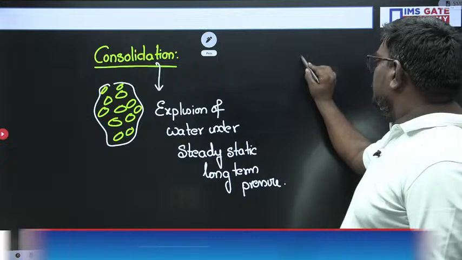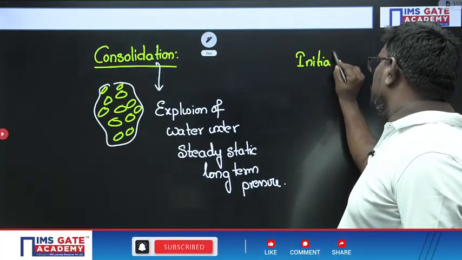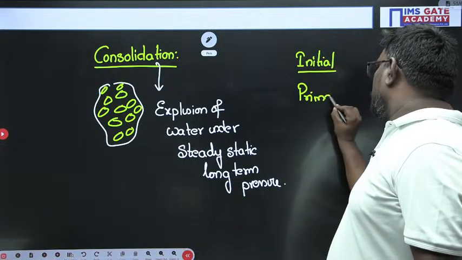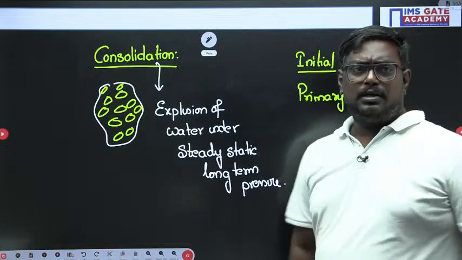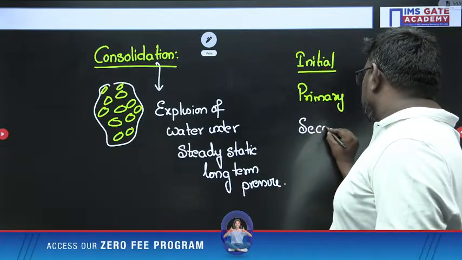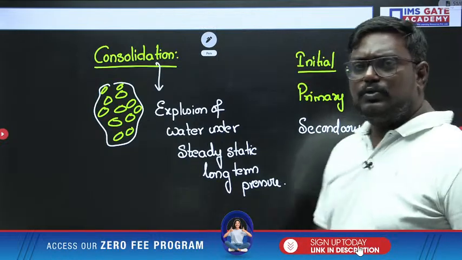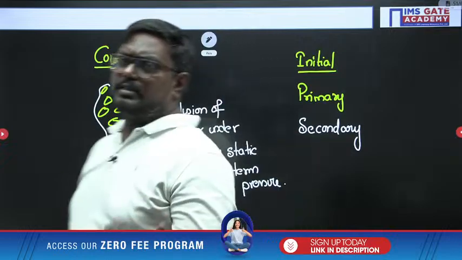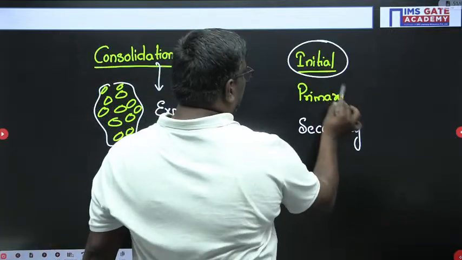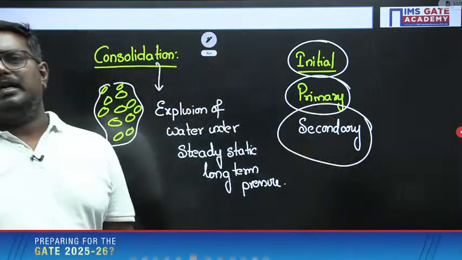In consolidation, we have the initial consolidation, next the primary consolidation, and next the secondary consolidation. So how many different stages of consolidation do we have? One is the initial consolidation, next the primary consolidation, and next the secondary consolidation.